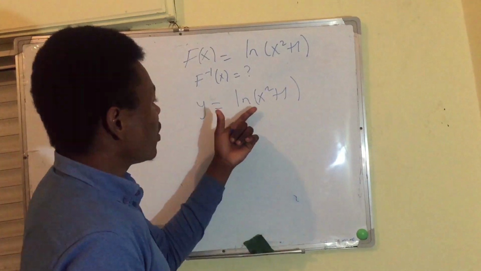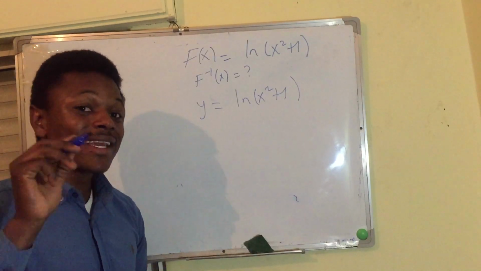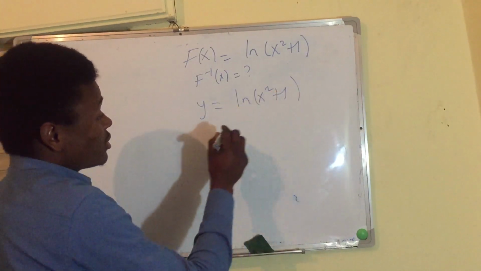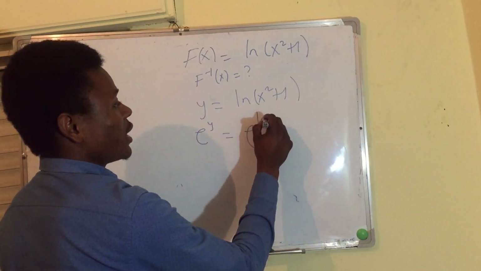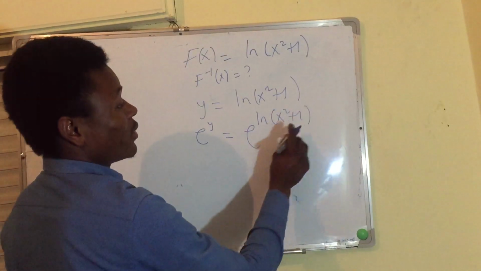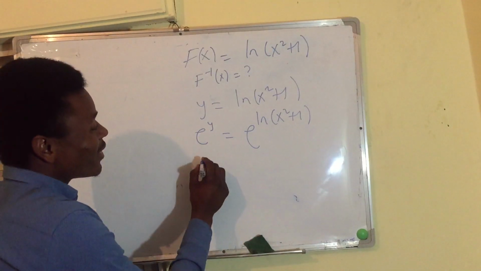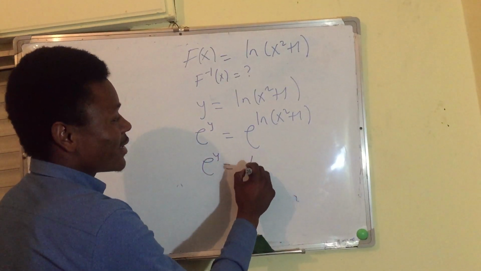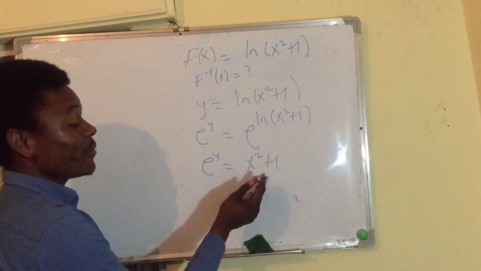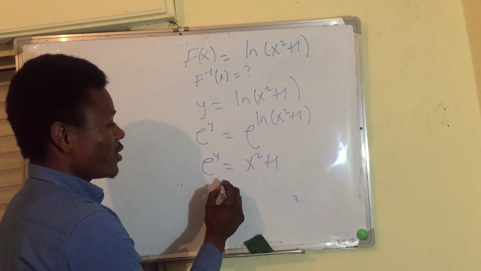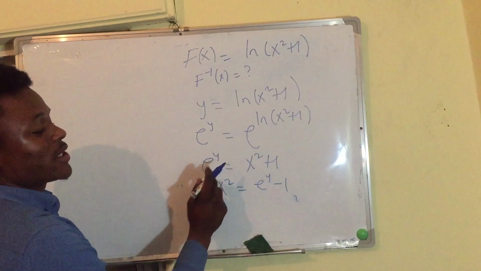To get x, we must remove the ln, the natural logarithm. How? By taking the exponential of both sides. We have exponential y equals exponential of ln of x squared plus 1. Exponential and ln are opposites, so they cancel each other out, right? So exponential y is left equal to x squared plus 1. The 1 moves over because we are trying to solve for x, so it becomes exponential y minus 1.